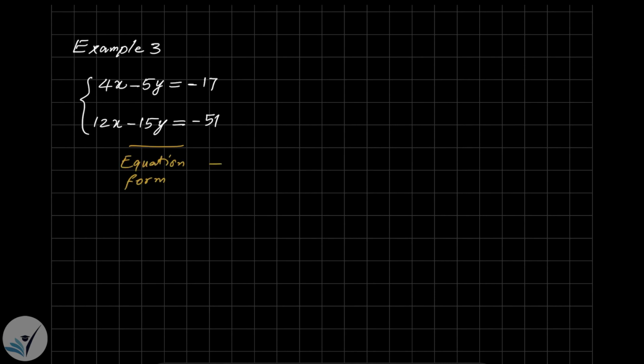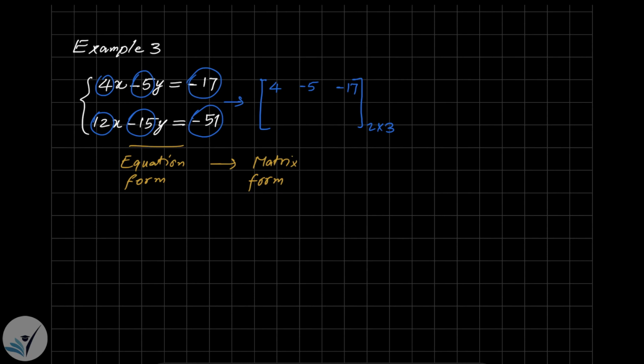And the first step is to change it to matrix form. So the matrix would be a 2 by 3 matrix. And on the first row, we have 4, negative 5, and negative 17. And on the second row, we have 12, negative 15, and negative 51. The next step is to transform this original matrix form to an echelon matrix form. First, we transform this 12 to 0.